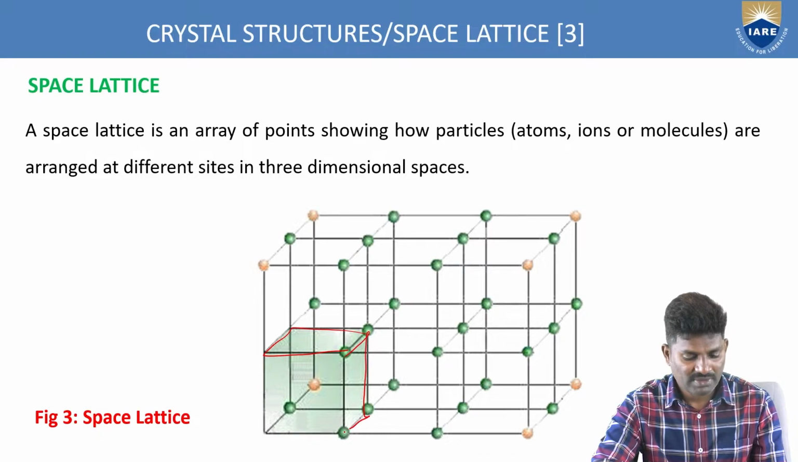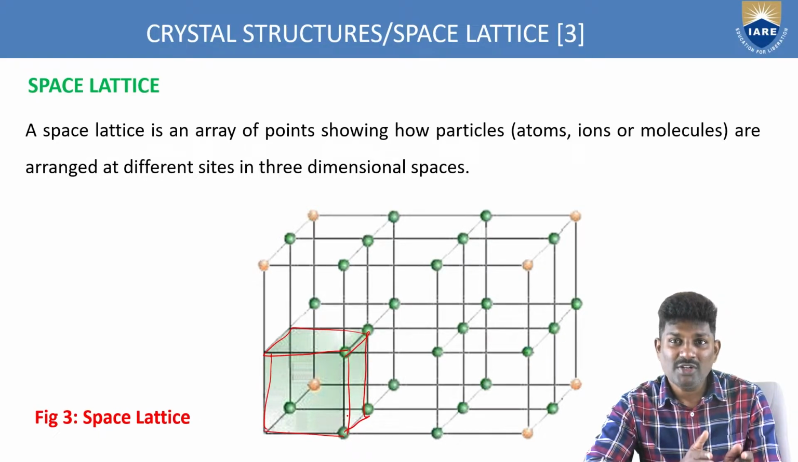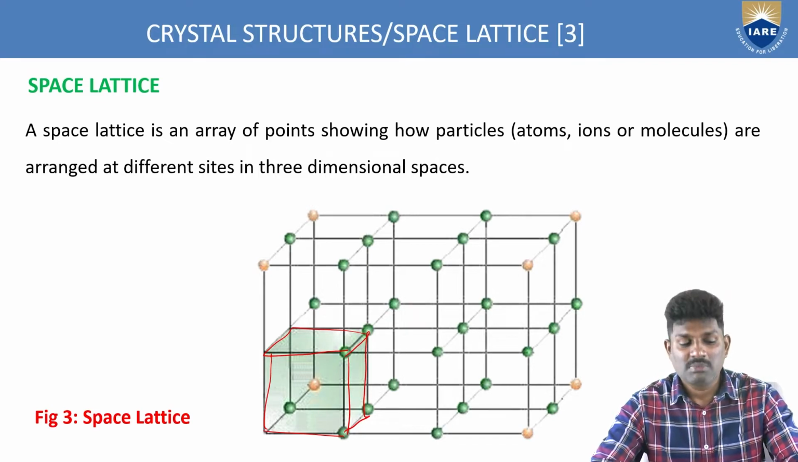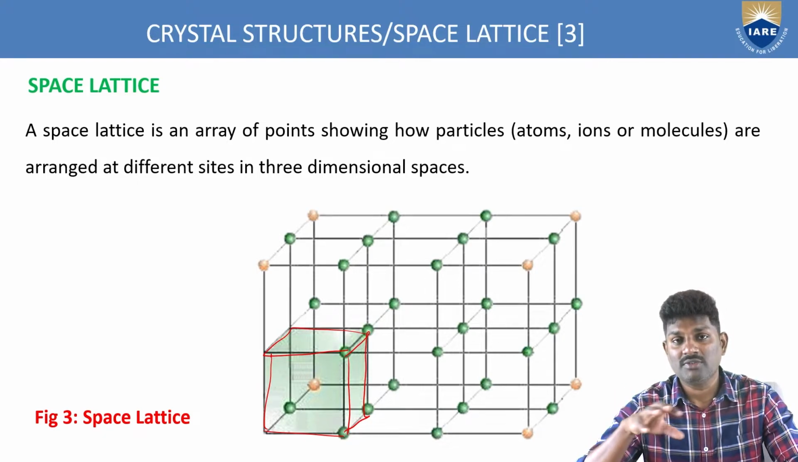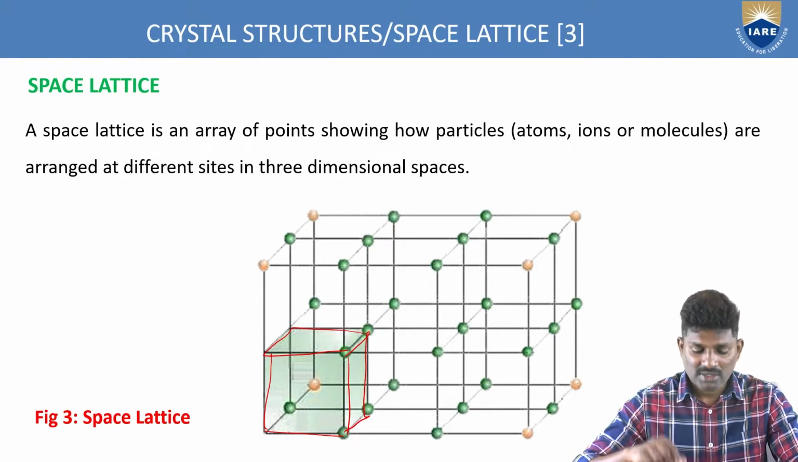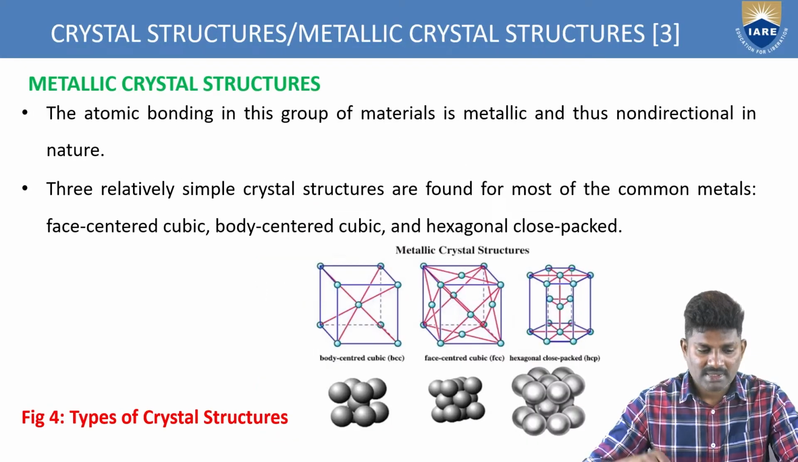what we have seen in the previous slides. In the same way, if you repeat this same unit cell and arrange it in three dimensions, then this is called a space lattice. So a space lattice is an array of points showing how particles, that is the atoms, molecules or ions, are arranged at different sites in three dimensions. So with respect to the XYZ axes, how these atoms are arranged in the space lattice, that is called the space lattice arrangement.